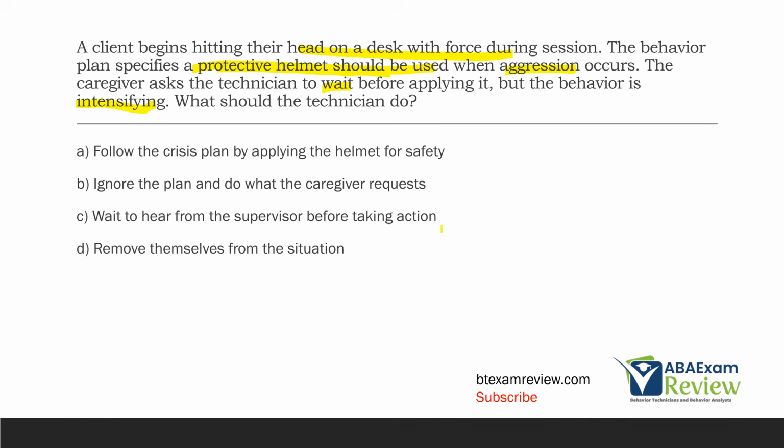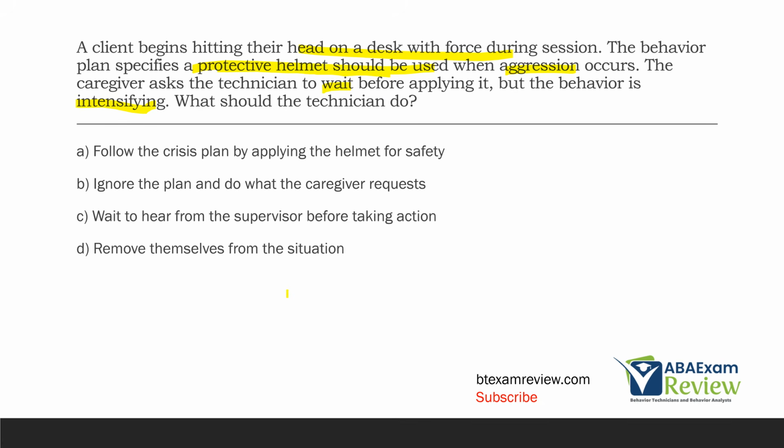C, wait to hear from the supervisor before taking action. You might not have enough time to wait for the supervisor. What if they're starting to really bang their head hard and hurting themselves? You've got to do something. D, remove themselves from the situation. You're in the situation. This is your client. You don't just back out and say it's not my problem.